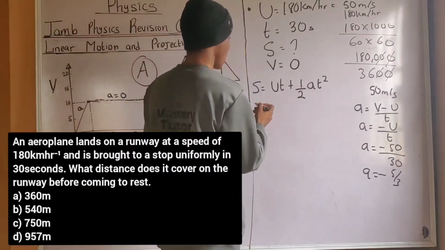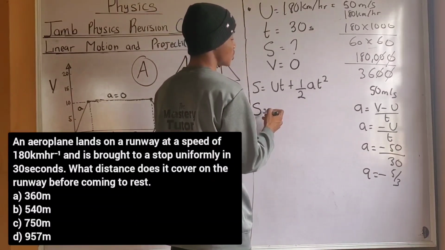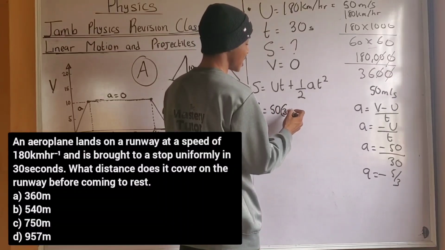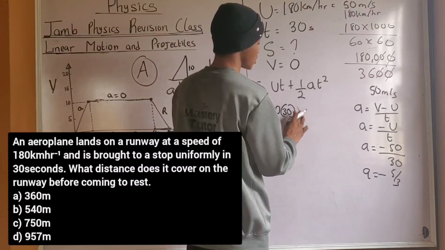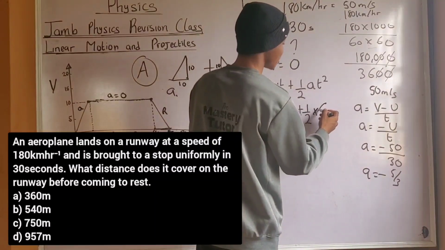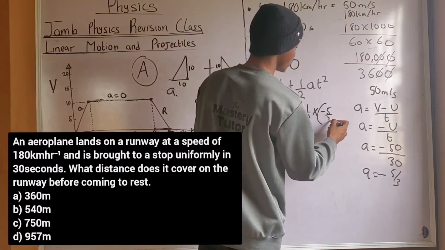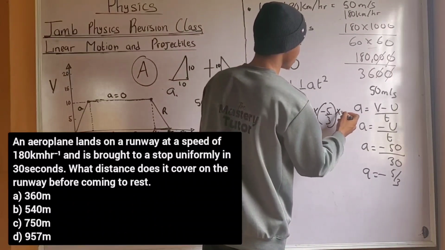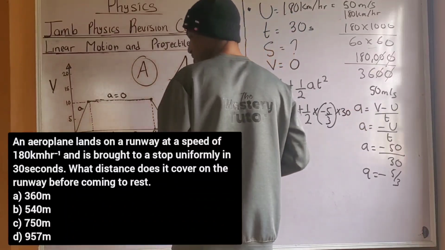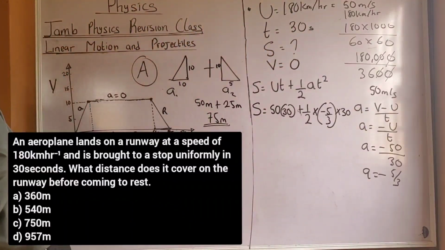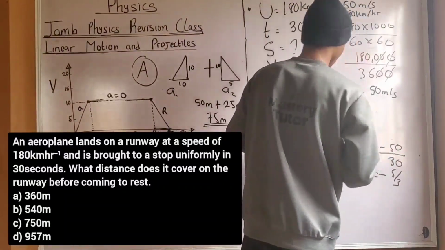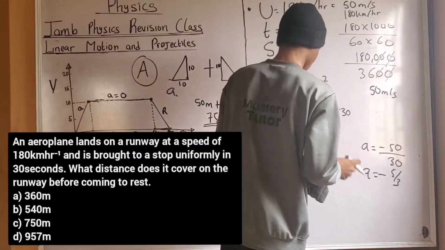So for this, I'm going to have S, which is the distance, equals ut, that is 50 multiplied by the time taken, that is 30, plus 1 over 2 multiplied by the acceleration, which is negative 5 all over 3, multiplied by t squared. T is 30, so I'm going to have 30 squared. Let me erase this. So that is 30 squared.